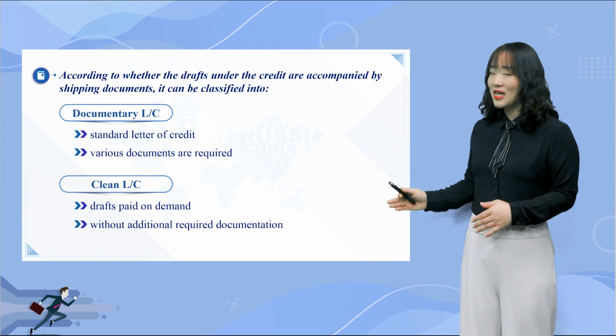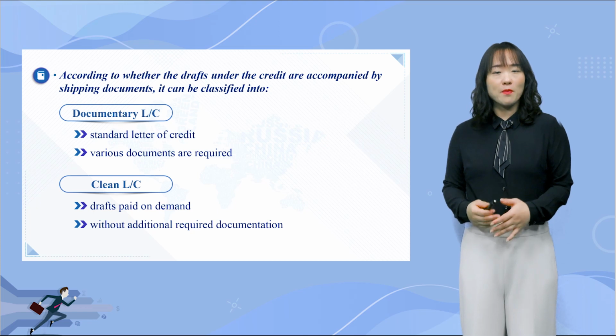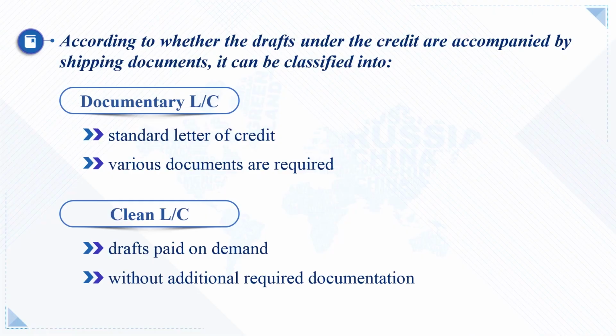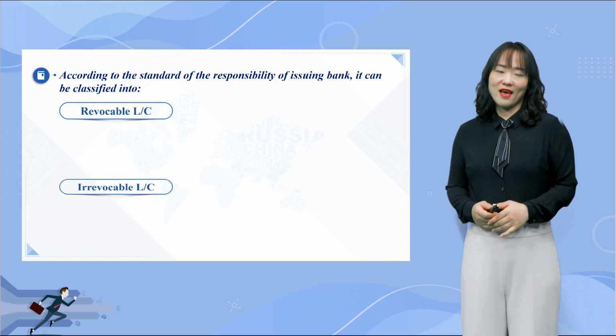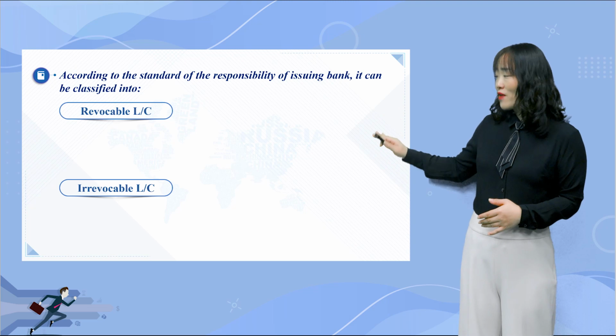A clean LC allows an applicant to issue a draft which must be paid on demand by the bank. Without additional required documentation, the approval of a clean credit from the issuing bank is harder than a normal commercial credit. The issuing bank may be at risk of default from the applicant, and the chances of non-performance from the beneficiary are riskier too.